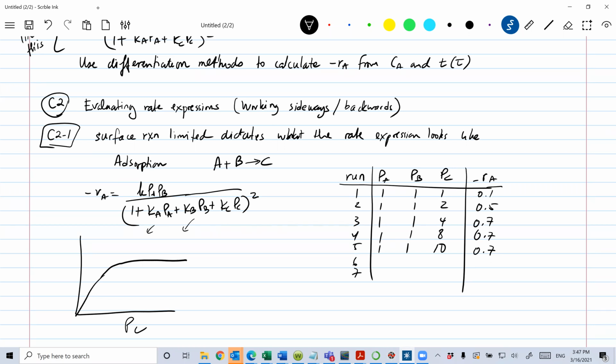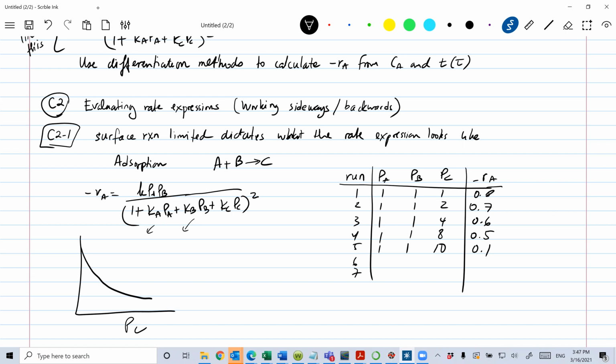Oh no, that's a mistake. I didn't mean to do that. Let's rephrase this, because PC is not the right thing. Let's say you start with 0.8, and then you have 0.7, 0.6, 0.5, 0.1, because C is a product, so we need to make sure we don't. So then you basically draw this. So you know that PC is in the denominator, because as you increase its partial pressure, the rate's going down.